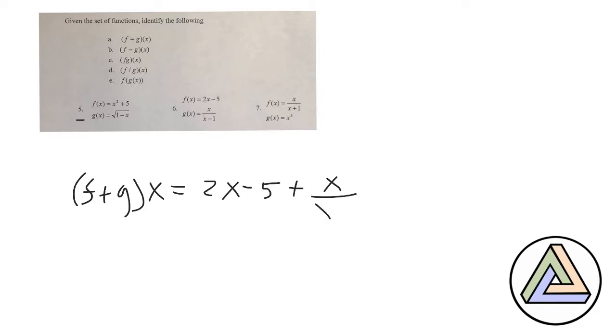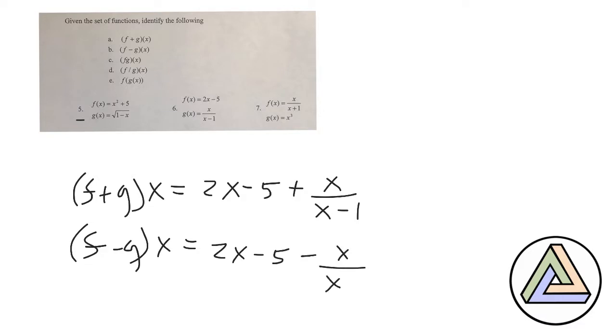Shrink this down a little bit, give myself some more room. So, okay, f plus g of x, that's going to be 2x minus 5 plus x all over x minus 1. Done. F minus g of x, that's going to be 2x minus 5 minus x all over x minus 1. That's done as well. Not too bad, right? Those first two ones are pretty easy.